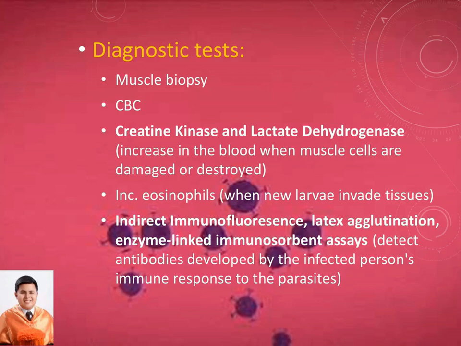Second is the complete blood count or the CBC. This examination is typically enough to establish the diagnosis of trichinosis through the increase of the creatine kinase and the lactate dehydrogenase, which results from damaged or destroyed muscle cells, and also an increase in the eosinophils, which suggests the invasion of a larvae. Third will be the different assays. This is used to detect the presence of antibodies developed in response to the presence of the Trichinella spiralis.